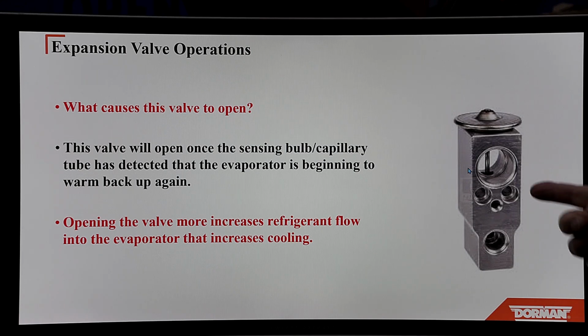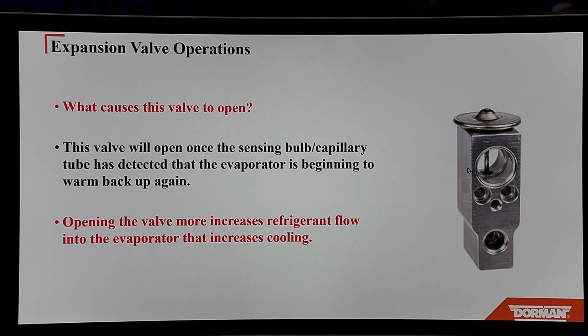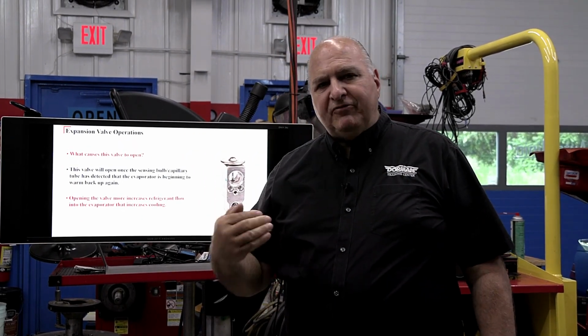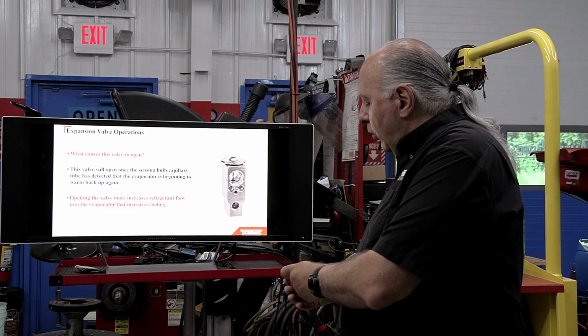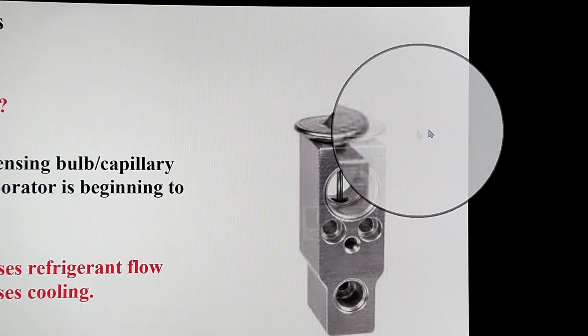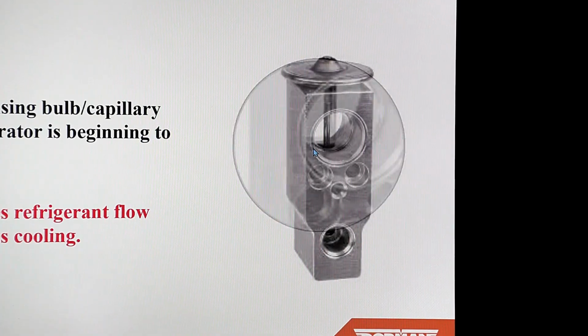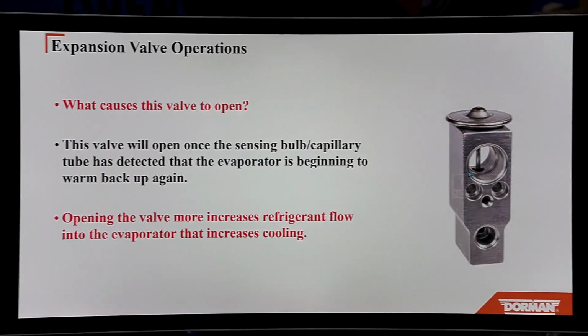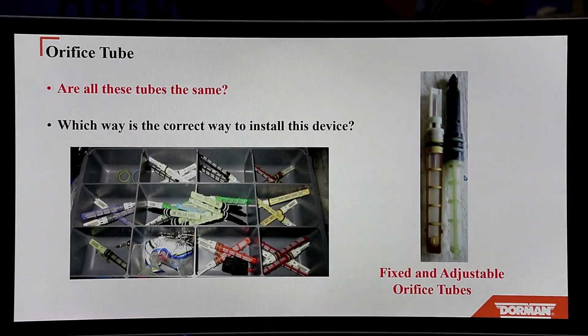I want you to think of this as like a spray nozzle. When you take your garden hose and you pull it all the way, you get a good stream, right? Well, when the evaporator is warm, this little thermo bulb up here senses it's warm, it opens this up to allow more refrigerant through, okay? So that's how it works. If it feels it's too cold, it's going to close it.